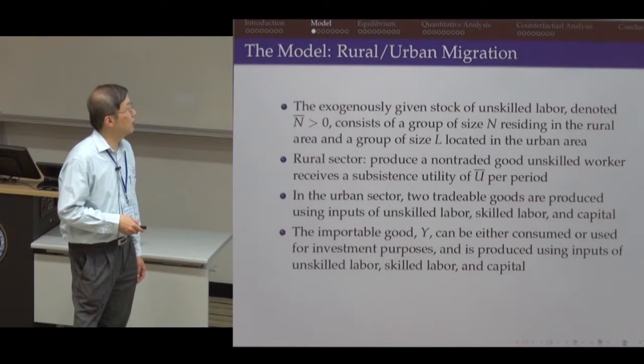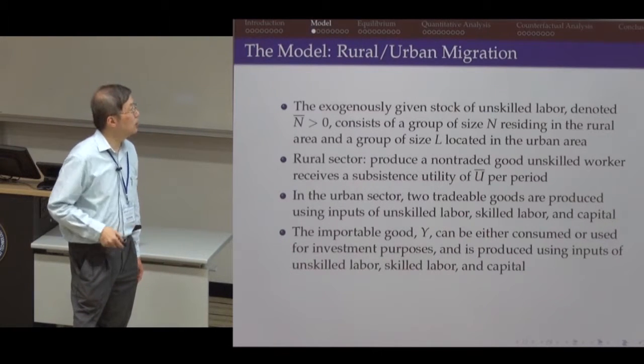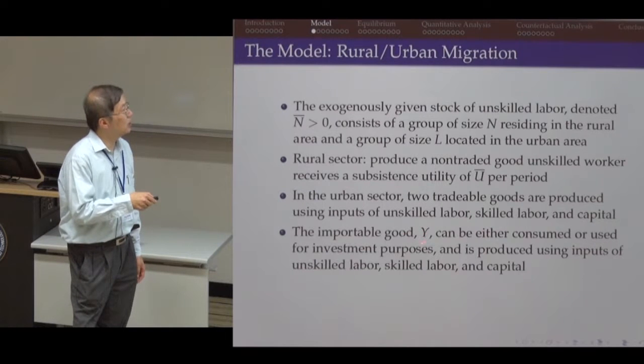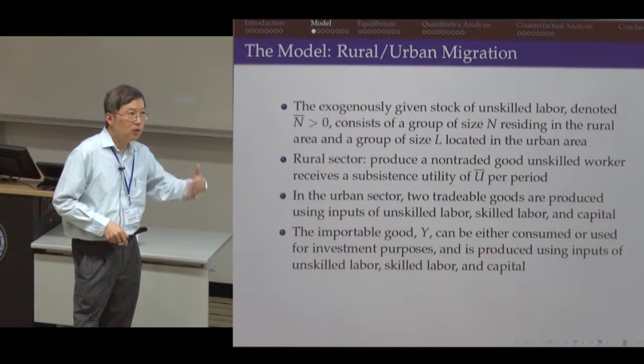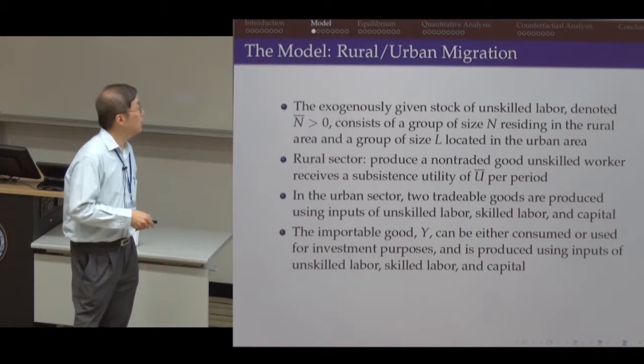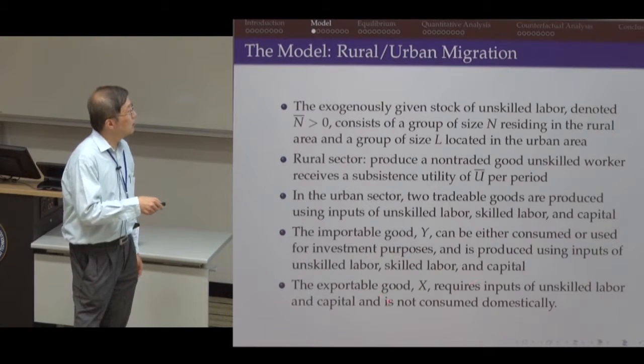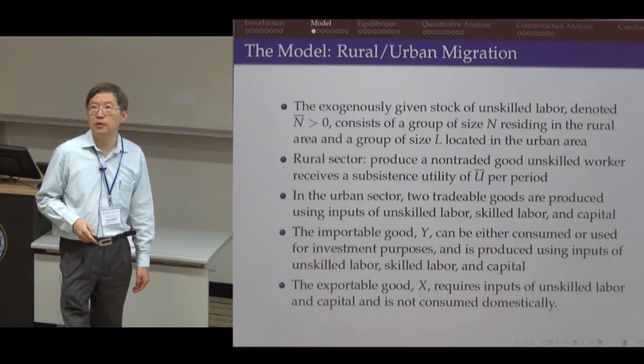The urban sector, as mentioned, will have two tradable goods. The import competing good is called Y, okay, which will use unskilled labor, skilled labor, and also capital. And for simplicity, which can be generalized, the exporting sector will be using only unskilled labor and capital without skilled labor.